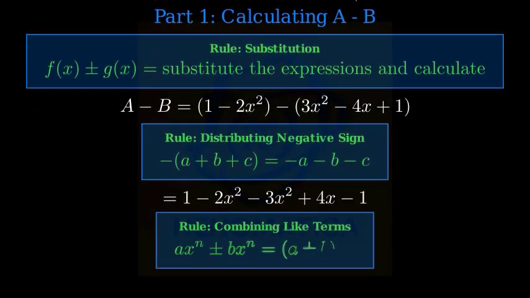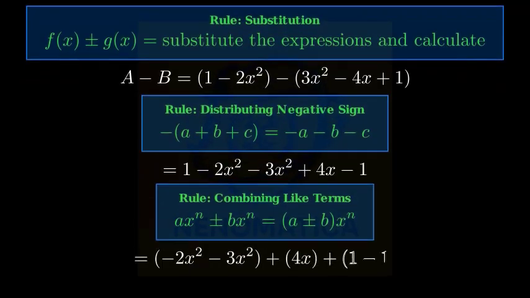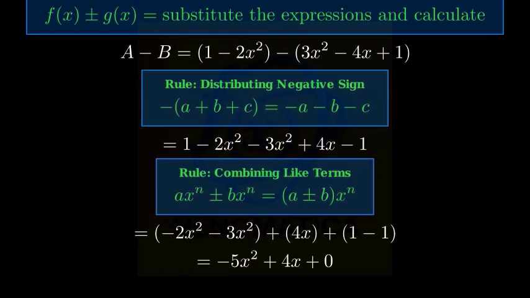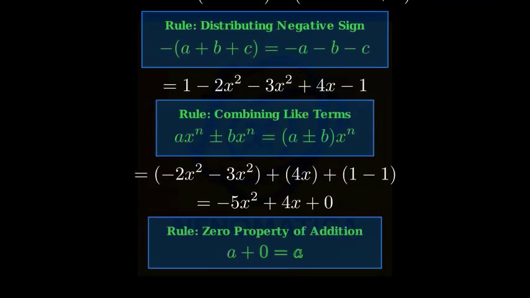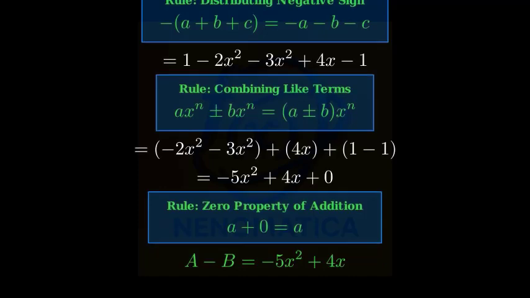First, let's group the x squared terms together. We have negative 2x squared minus 3x squared, which gives us negative 5x squared. Then we have the terms with x, which is just positive 4x. Finally, we have the constant terms, 1 minus 1, which equals 0. Since adding 0 doesn't change the value of an expression, we can further simplify our answer. So, a minus b equals negative 5x squared plus 4x.